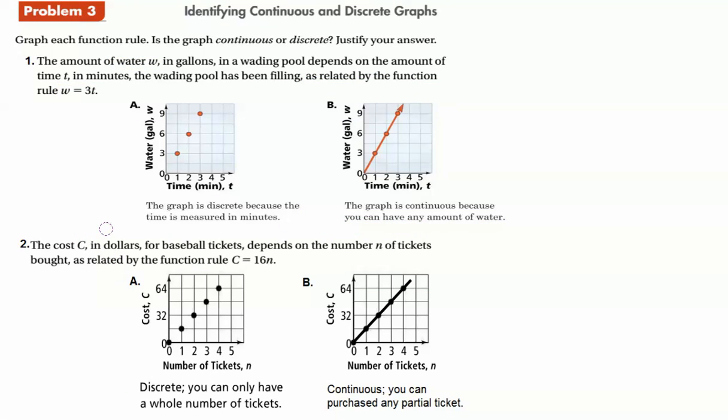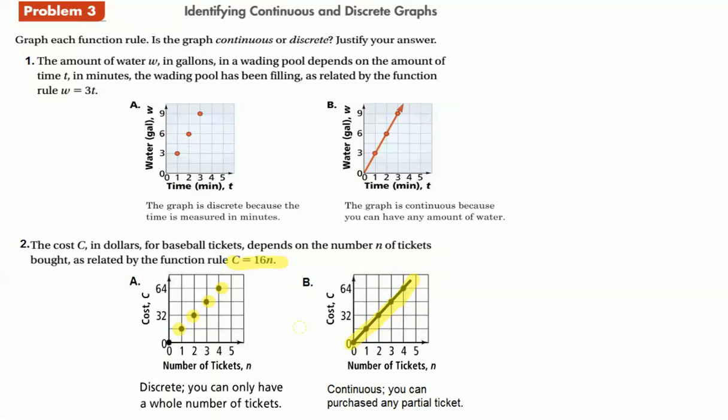The cost C in dollars for a baseball ticket depends on the number N of tickets bought, as related by the function rule C equals 16N. So again, we have two options. In A, we have discrete. You can only have a whole number of tickets. So you could see how each value of the ticket can only be discrete because you're selling them only as complete wholes. Or is it continuous? You can purchase any partial ticket. So that means that you are allowed to buy a partial of a ticket. So the question is, which of these two are you going to choose?